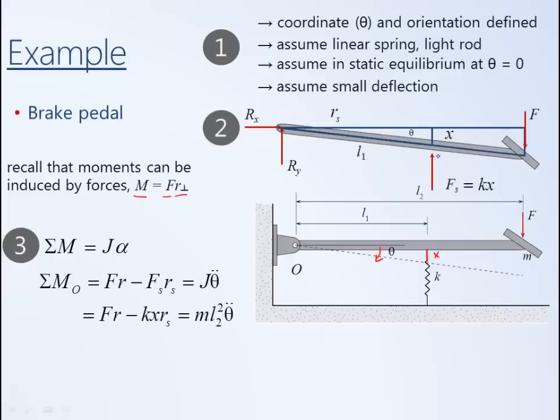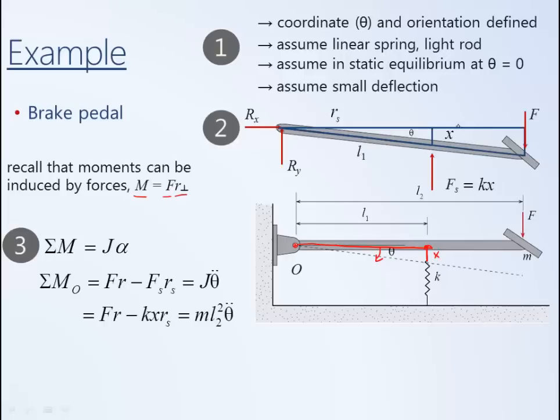Looking at this smaller right triangle, the hypotenuse is the length L1. That's the distance along the rod from O to the point of the application of the force. So that's the hypotenuse of a right triangle. R sub S is adjacent to the angle theta, so it's equal to the hypotenuse times cosine of theta.